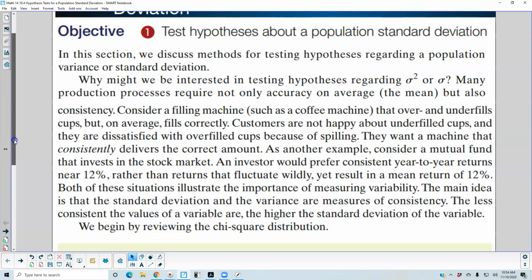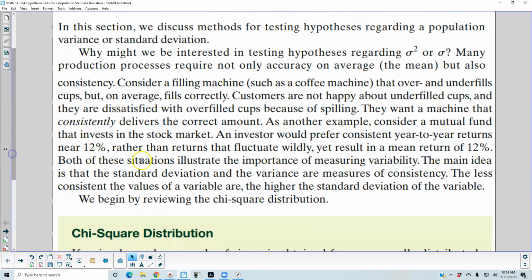As another example, consider a mutual fund that invests in the stock market. An investor would prefer consistent year-to-year returns near 12%, rather than returns that fluctuate wildly, yet result in a mean return of 12%. Both of these situations illustrate the importance of measuring variability. The main idea is that the standard deviation and the variance are measures of consistency. The less consistent the values of the variable are, the higher the standard deviation of the variable.